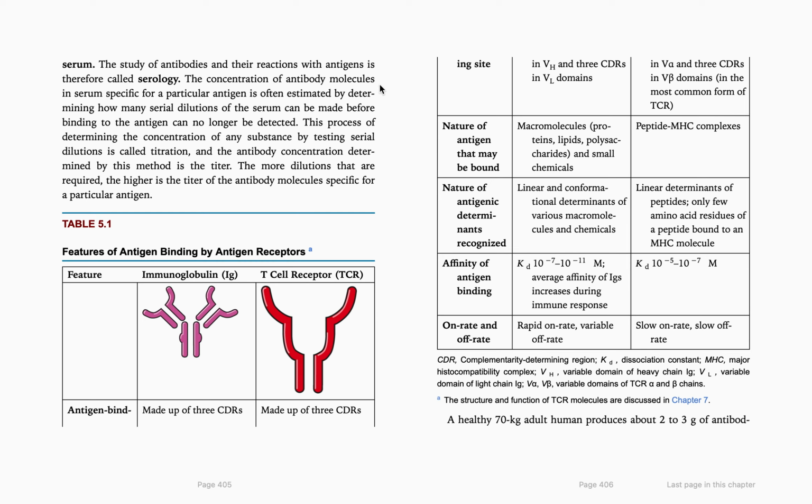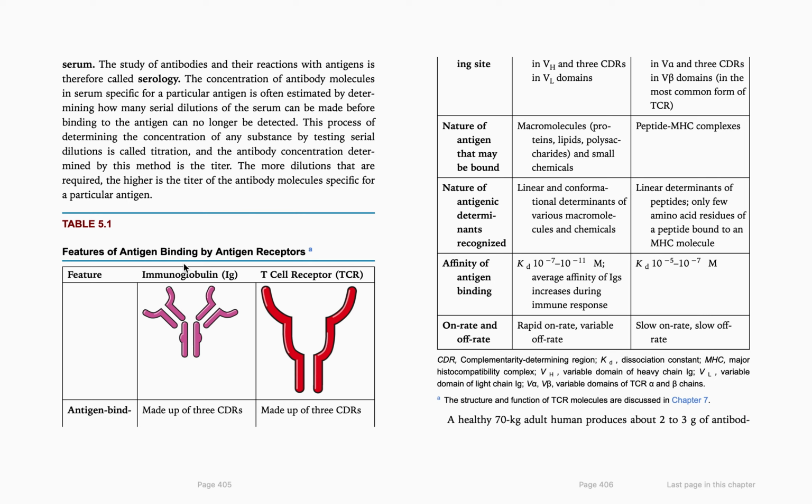The concentration of antibody molecules in serum specific for a particular antigen is often estimated by determining how many serial dilutions of the serum can be made before binding to the antigen can no longer be detected. This process of determining the concentration of any substance by testing serial dilutions is called titration, and the antibody concentration determined by this method is the titer. The more dilutions that are required, the higher is the titer of the antibody molecule specific for a particular antigen.